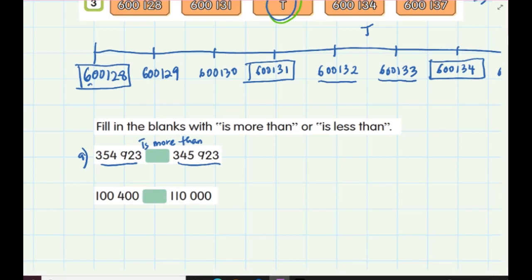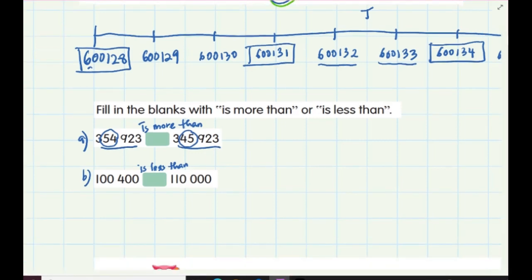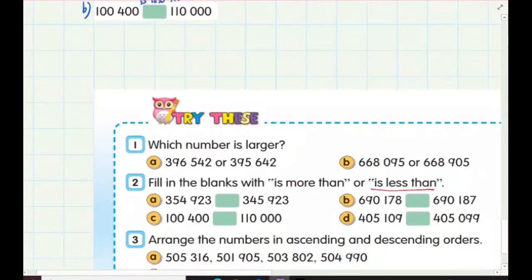354,923 is more than 345,923. Look at this amount. For B, which word do you have to write down here to compare both numbers? Yeah, is less than. 100,400 is less than 110,000.